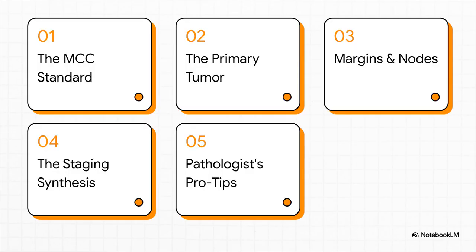So here's our game plan. First, we'll talk about why a standardized protocol is so important for this cancer. Then we'll get into the nitty-gritty: sizing up the primary tumor, checking out the margins and lymph nodes, and then pulling it all together for the final staging. And to wrap up, I've got some pro tips straight from the guidelines that'll really make your report shine.